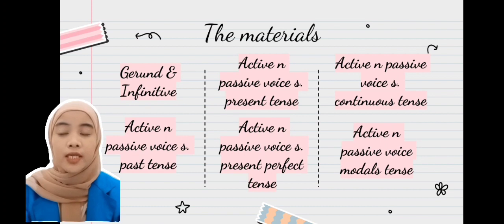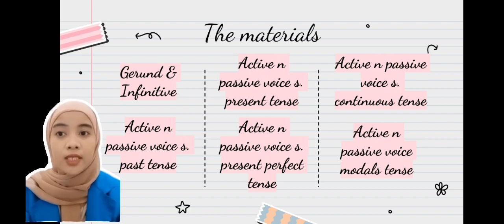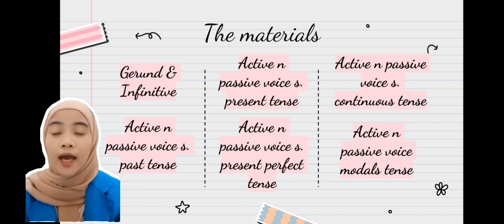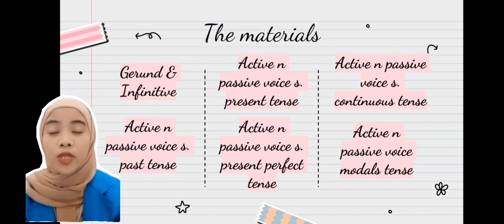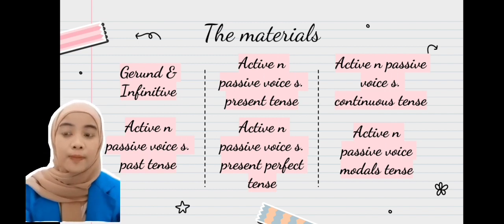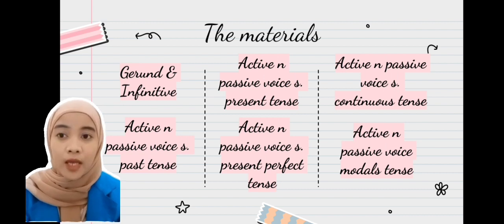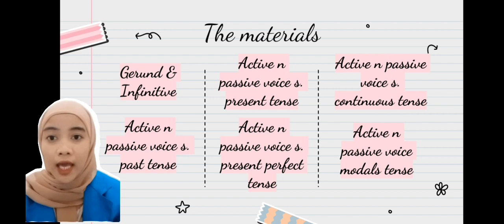The material of our group: the first is gerund and infinitive. Second is active and passive voice, simple present tense. Active and passive voice, simple continuous tense. Active and passive voice, simple past tense. Active and passive voice, simple present perfect tense. And active and passive voice, modal tense.